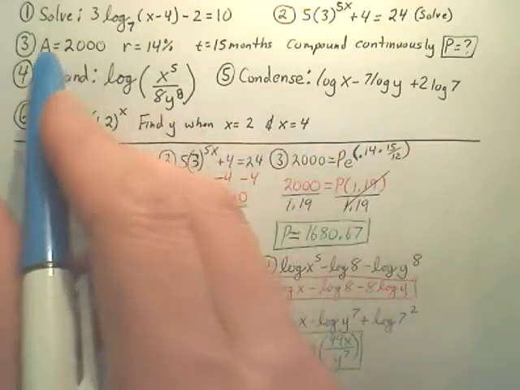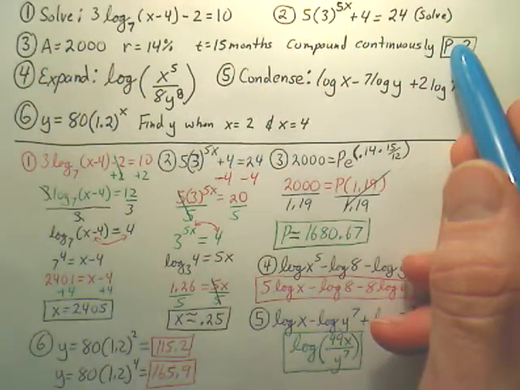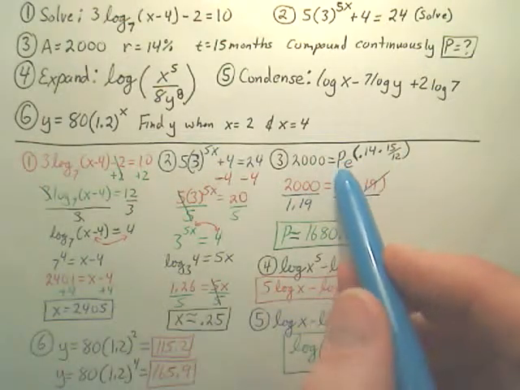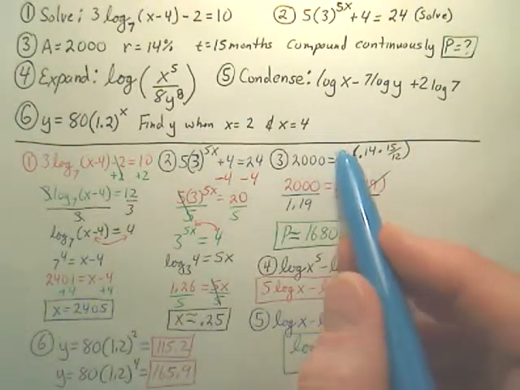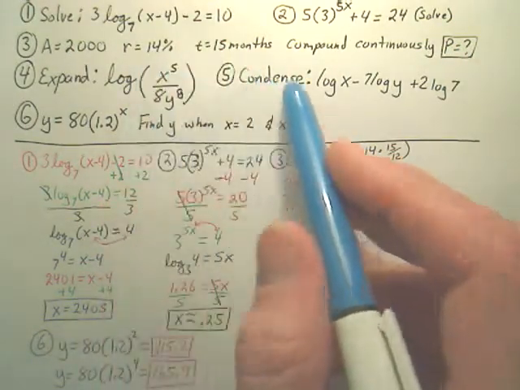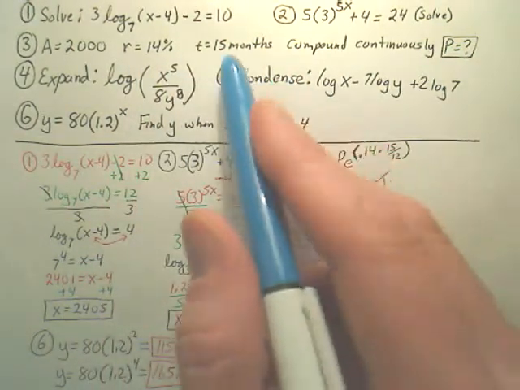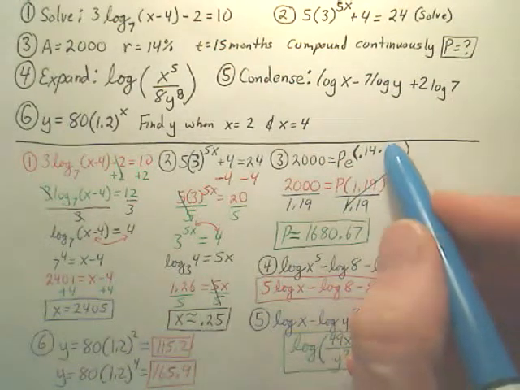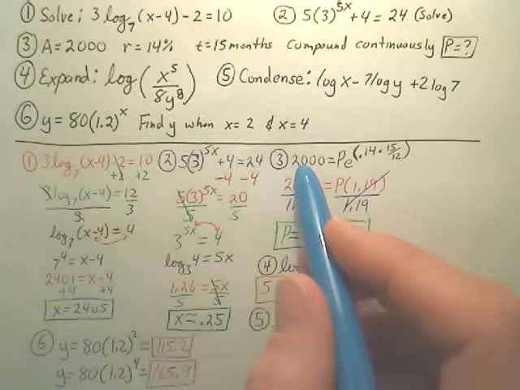This right here comes from this information. It said compounding continuously, so it's PERT. It does not give me P, so P is what we're trying to find. My interest rate is 14%, so that's 0.14. 15 months would be 15 out of 12, because we have to convert it to years. My final amount is 2,000.